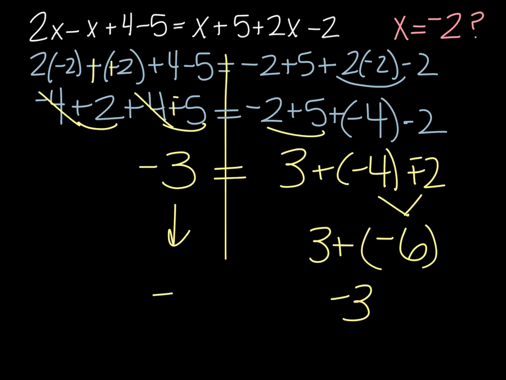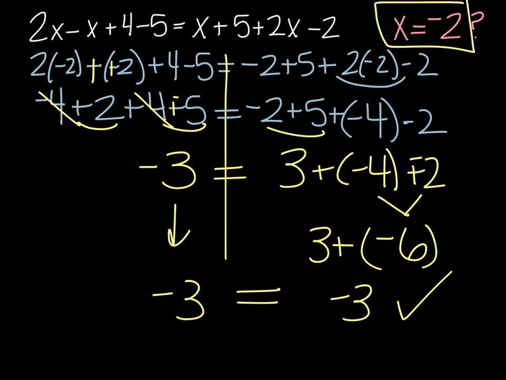And if we look over here, we had negative 3 on the left, and we have negative 3 on the right, so our answer checks. Don't think that that's our final answer, though, because our answer is x equals negative 2, just like it was up at the top. This is just what we got when we substituted it in.